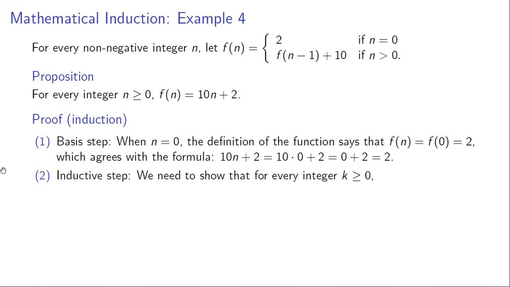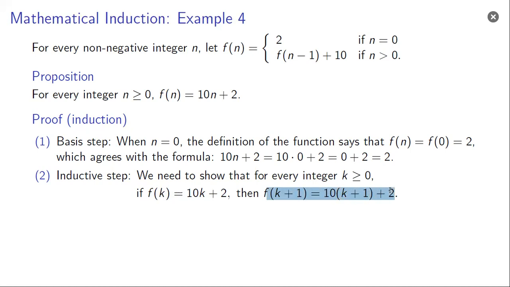What do we need to do here? We need to show that for every integer k that is greater than or equal to 0, if f of k equals 10k plus 2, meaning if the formula works for f of k, then it has to work for k plus 1. Then f of k plus 1 equals 10 times k plus 1 plus 2. So again, we're trying to prove that if the formula works for k, meaning if f of k is equal to 10k plus 2, then the formula works for f of k plus 1. So that's what we want to prove.